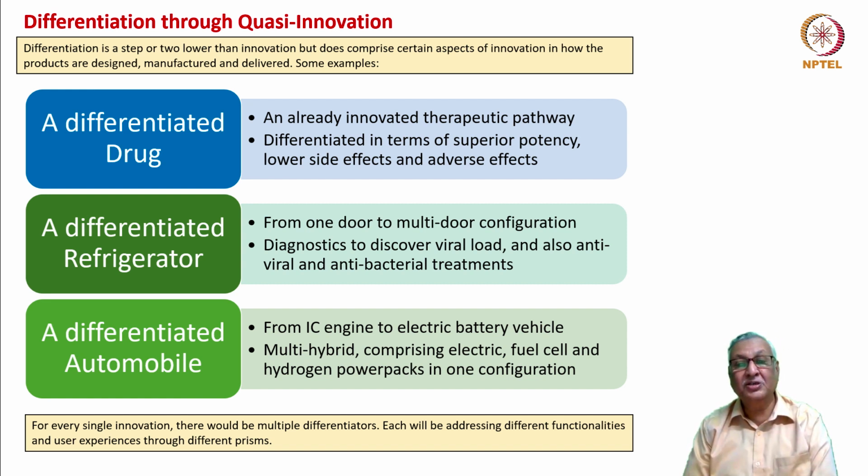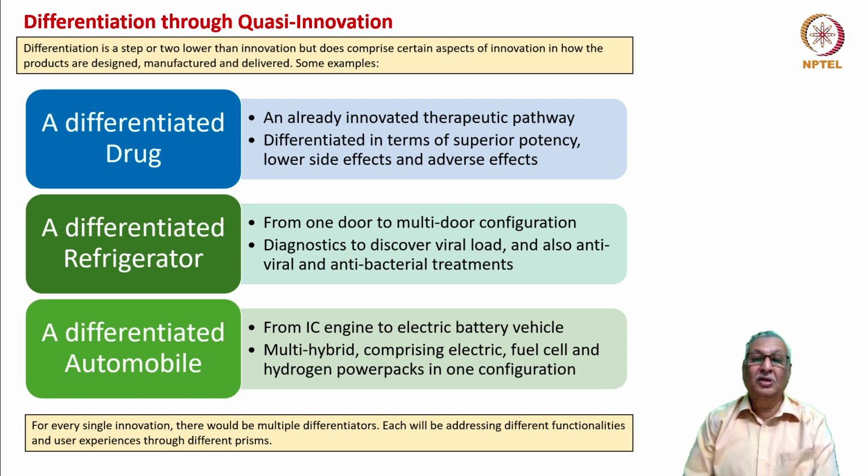You can have a differentiated refrigerator, and we have seen examples also, from one door to multi-door configuration, from non-convertible to convertible, and several other accessories that can be integrated with the refrigerator, from yogurt making to water providing. And also diagnostics to discover viral load, and also antiviral and antibacterial treatments. These are the differentiations that are possible in a refrigerator. And IoT controls, IoT sensors, when they are integrated into the refrigerator, it would lead to another trajectory of differentiated refrigeration.